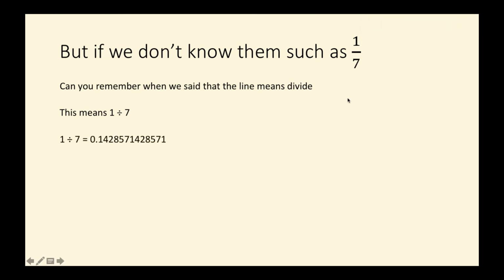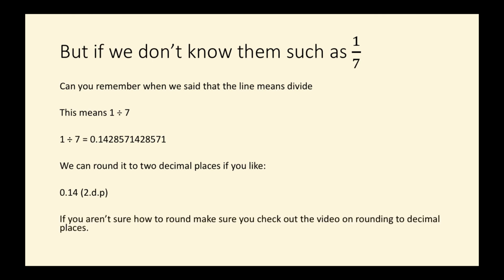Okay, so that's going to give you 1 divided by 7, 0.14285714. So it's really long, so we're just going to round it. So 0.14 to 2 decimal places. So you've just done that on your calculator. You don't need to work that out in your head, but I will show you how to do it on paper next time. Okay, and if you're not sure how to round, make sure you check out the video on rounding to decimal places.